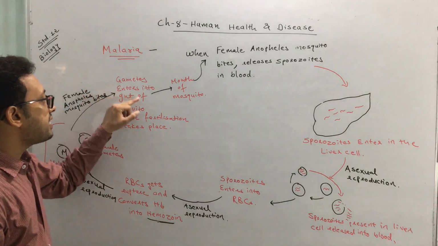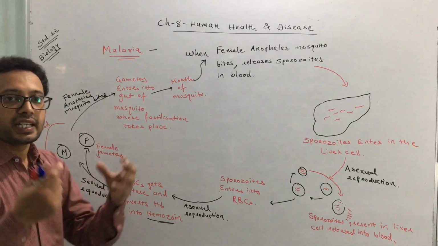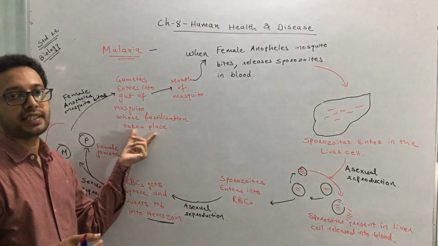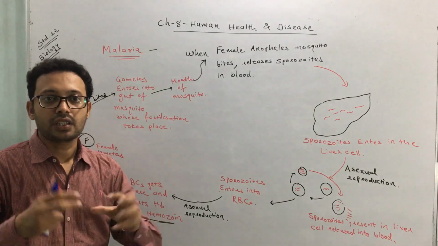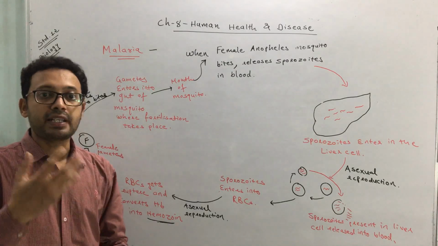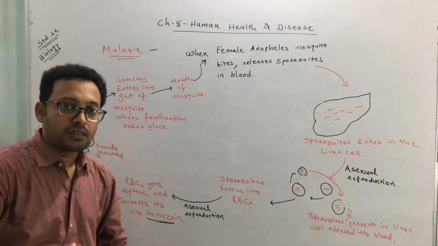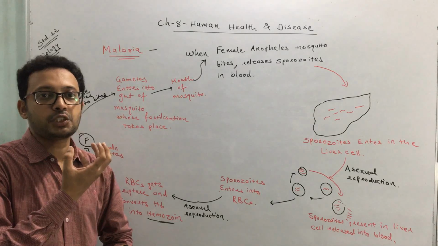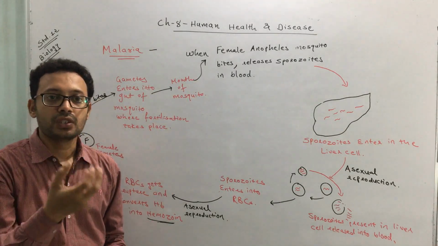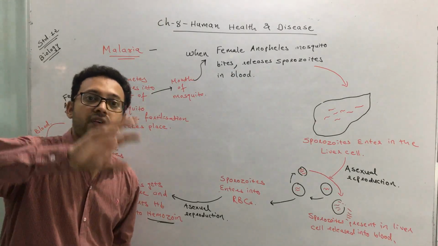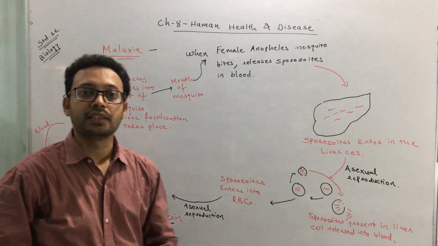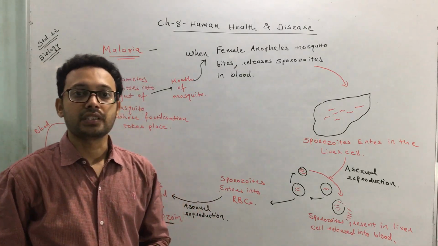So these gametes enter into the gut of the mosquito. In the gut, they fuse together, which means fertilization takes place. That means a zygote forms, and ultimately it grows and becomes mature. When it becomes mature, that resultant fertilized product comes into the mouth of the mosquito. And when this mosquito bites another person, sporozoites are released into that person, and thus malaria is transmitted.